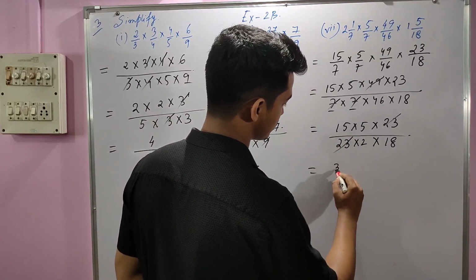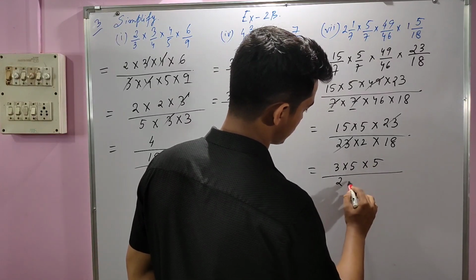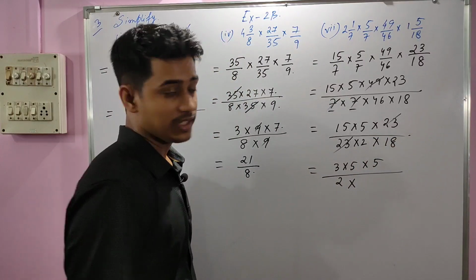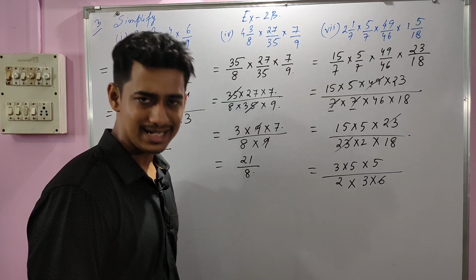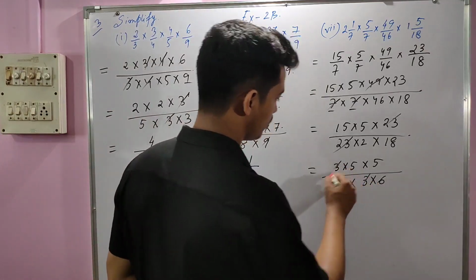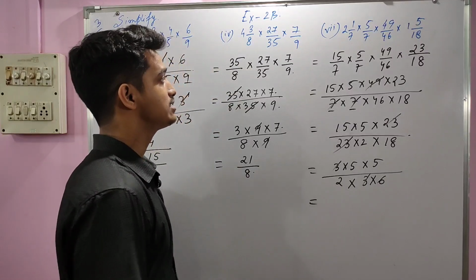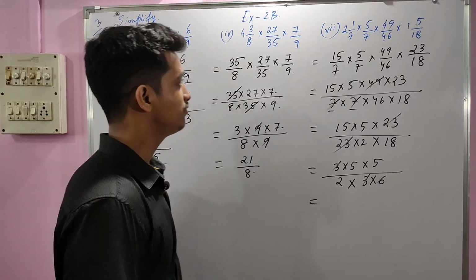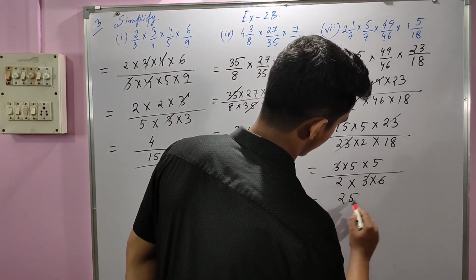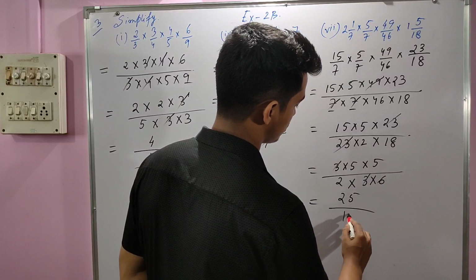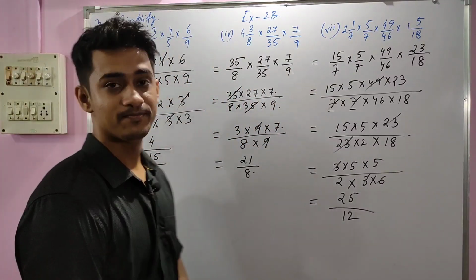For 15 we can write 3 into 5 into 5 by 2 into 18. We can write 3 into 6. 3 into 6 is 18. So 3 and 3 will cancel out with each other. So whatever answer remains, that is the answer for question number 3, 7. So 5 into 5 is 25 whole divided by 2 into 6 is 12. So 25 by 12 is the required answer for question number 3, 7.